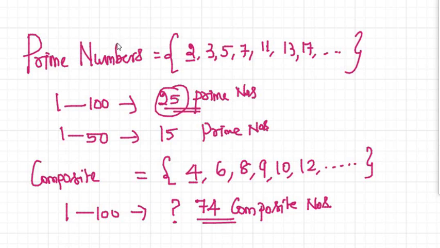So these are the prime numbers and the composite numbers. Why is it called a prime number? For example, what is a prime color? What are the prime colors? Tell me.